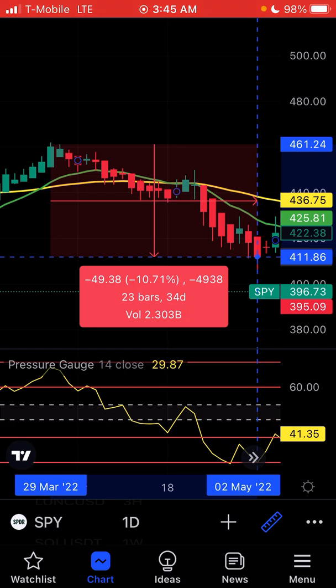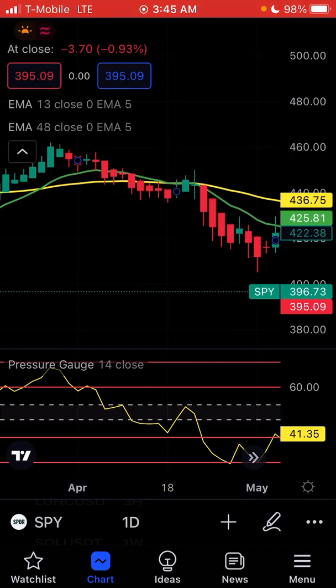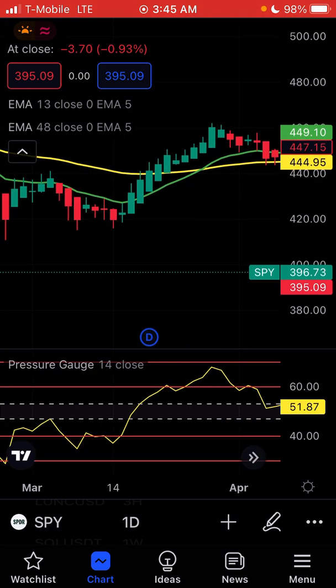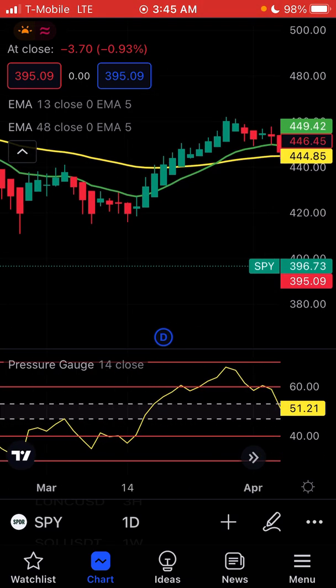in 34 days you're at a 10% gain. So imagine that with your gains with the options. So to get the general idea, let's just look at one more.